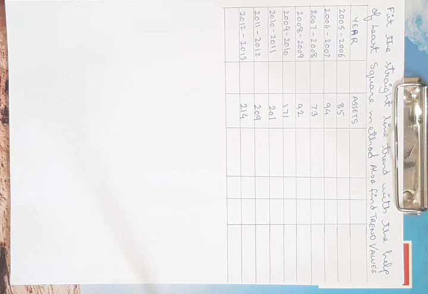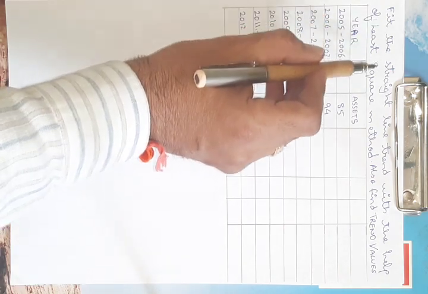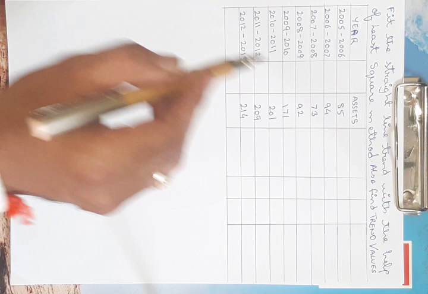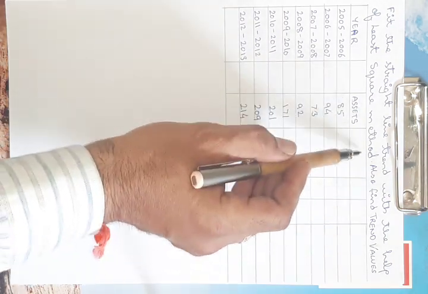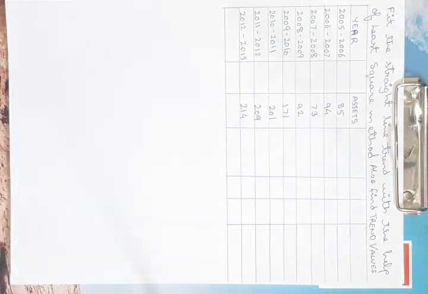Hello friends, today we are going to solve a time series analysis problem by using the least square method. Here we will directly solve one problem. The problem says: fit the straight line trend with the help of the least square method, and also find the trend values.